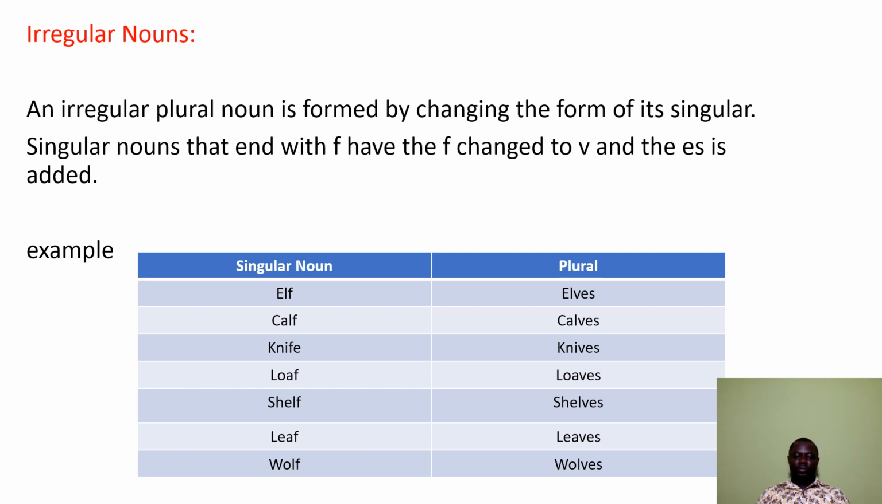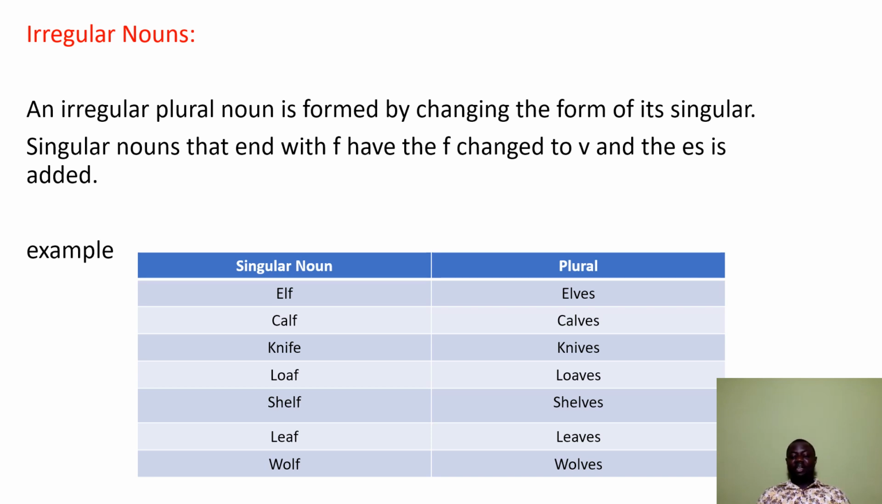The plural of knife is knives. The plural of loaf is loaves. The f changes to v and then we add es. The plural of shelf is shelves. F changes to v and then es. The plural of leaf becomes leaves and the plural of wolf becomes wolves. So you see, unlike the regular form, where you would just add s, here we are changing some things before we add not s alone but es.